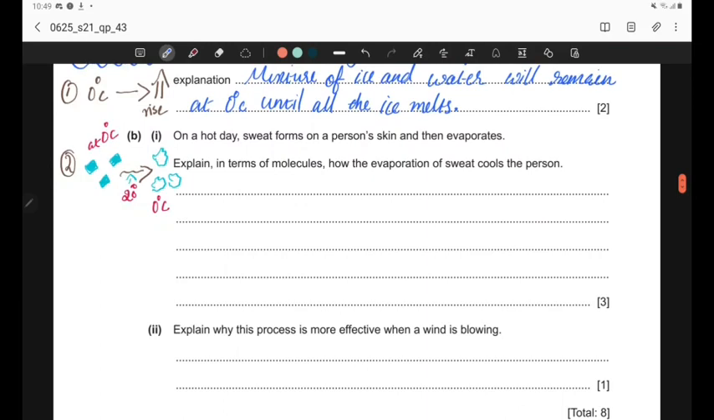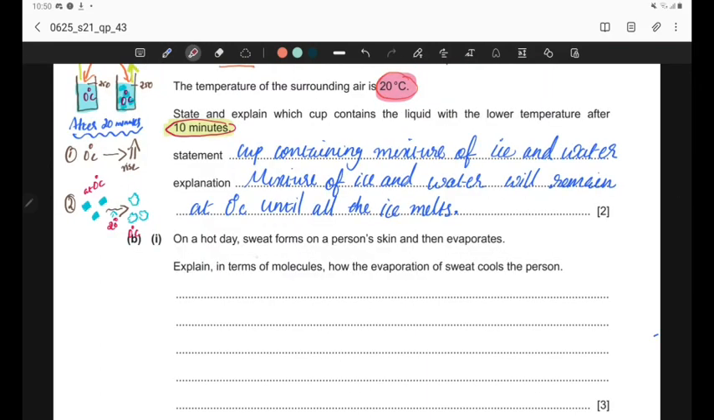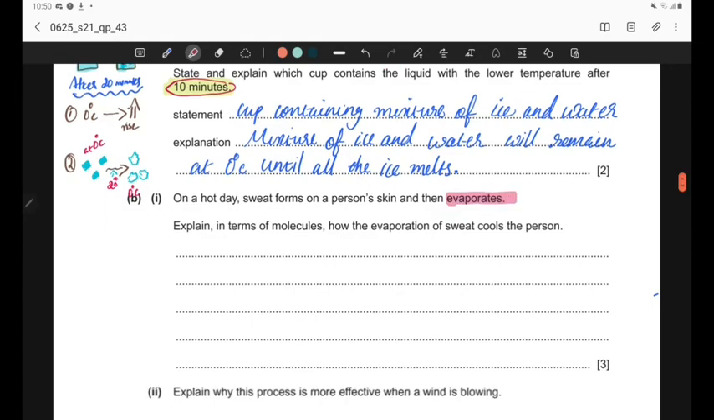Going to part B. On a hot day, sweat forms on a person's skin and then evaporates. Explain in terms of molecules how the evaporation of sweat cools the person. So here we need to explain the process of evaporation, how energy is taken during evaporation and how it will result. So we can explain the process of evaporation.